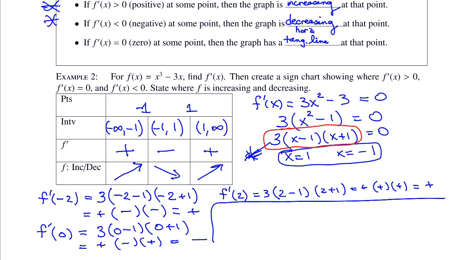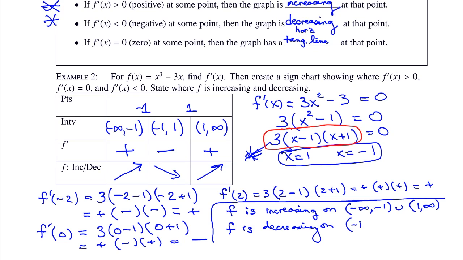The final piece here is to make a statement. The statement is f is increasing on, and then you give me the interval that it's increasing on or the union of such intervals. So it would be increasing on negative infinity to negative 1, union 1 to infinity. F is decreasing on negative 1 to 1.